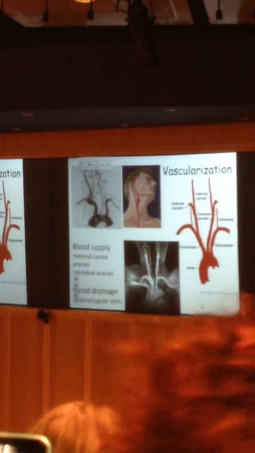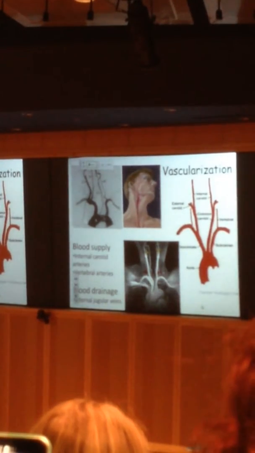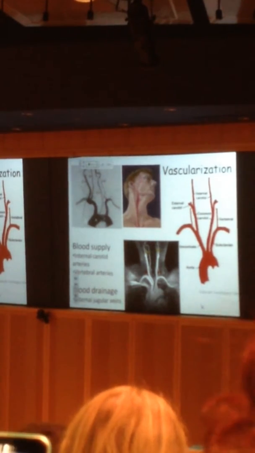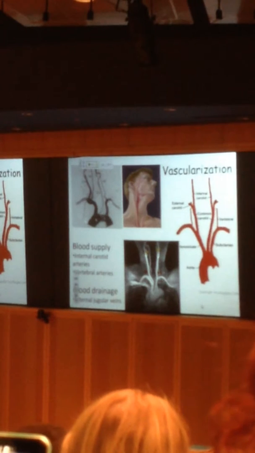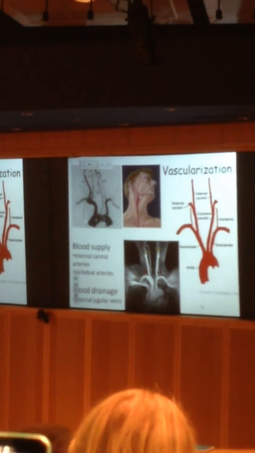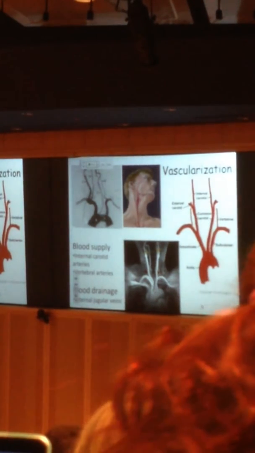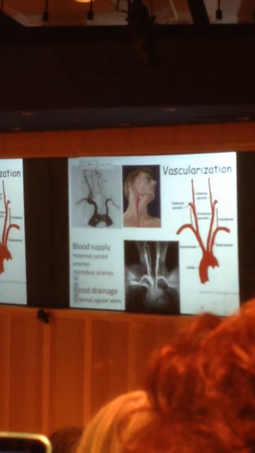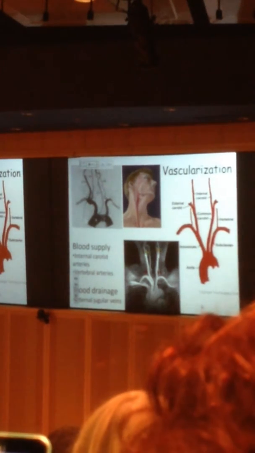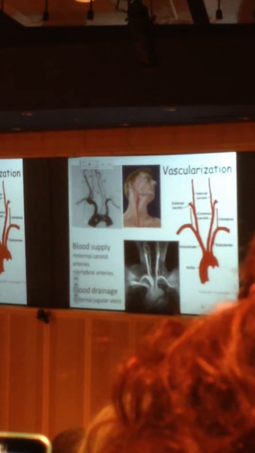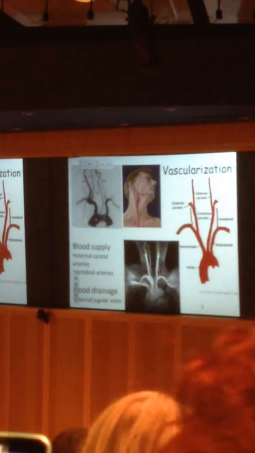Okay, so the blood supply to your brain is entirely provided by two sets of arteries. One is called the internal carotid artery, which arises from the common carotid artery. The other is called the vertebral artery, which comes from the subclavian artery here. These two sets of arteries supply the entire brain, and the blood drains through the internal jugular veins.